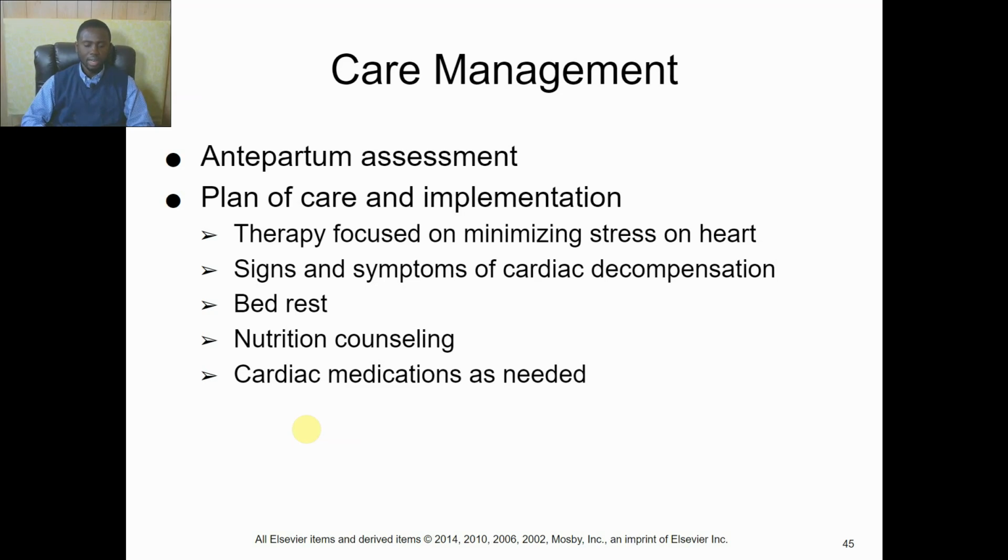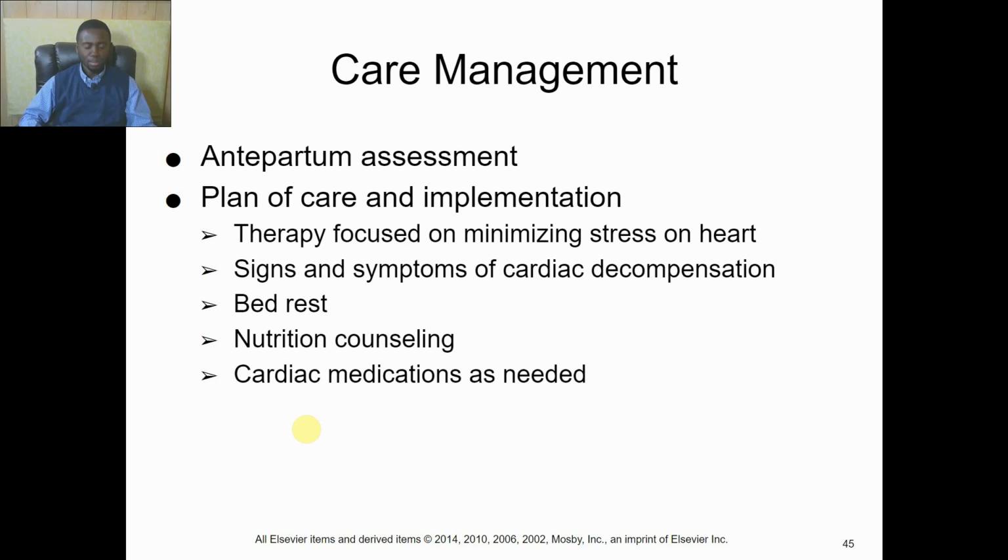Normally, the woman is placed on bed rest, and as I said, bed rest should be modified because the pregnant woman also has a risk of developing DVTs. So you don't want to tie them to the bed by restricting their activity. They can actually do certain things whilst they are on bed rest. They just cannot do any heavy work. Nutrition counseling will include reducing the amount of fat in the diet and also moderating salt intake.